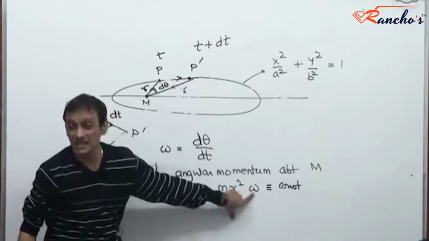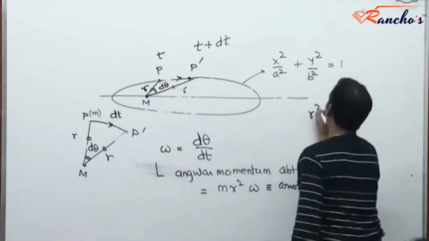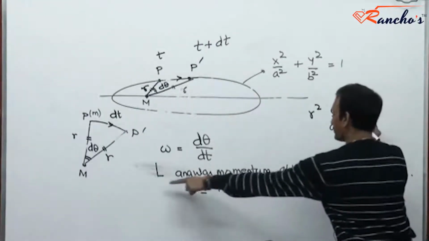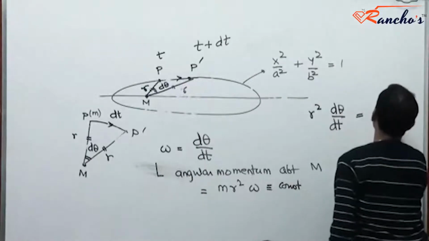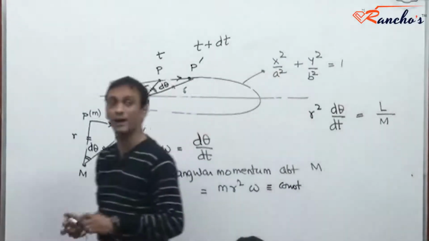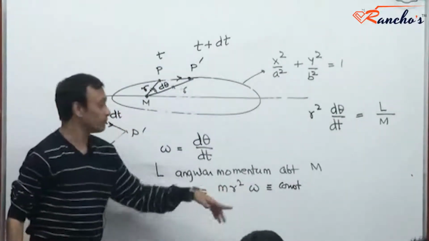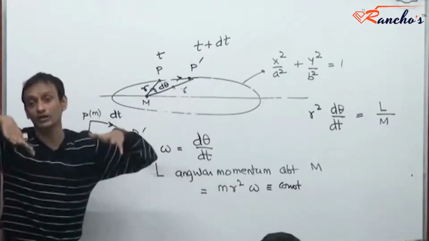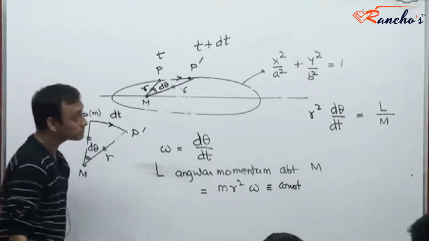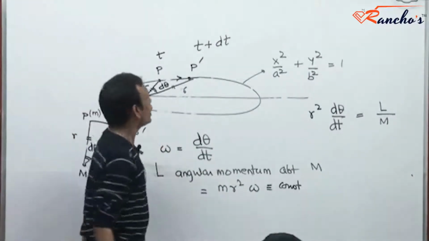Omega is d theta dt. So we have r squared d theta dt equal to L by m, which is a constant. L is a constant, angular momentum is constant at all points of this elliptic path, right? L by m, r squared omega is L by m, which would be a constant. L is the constant angular momentum that it has at all instants, m is the mass, and omega is written as d theta dt. Clear?